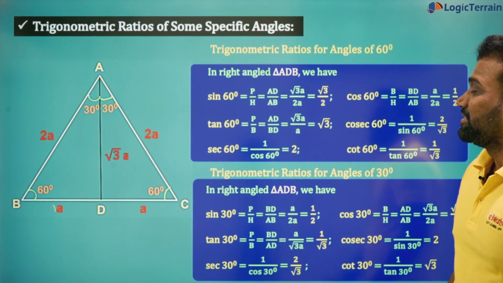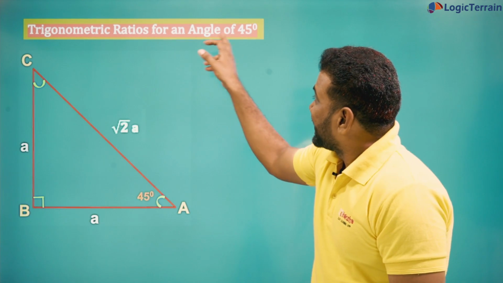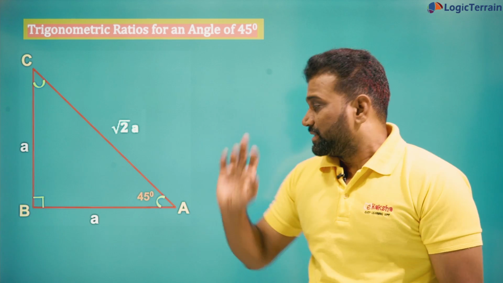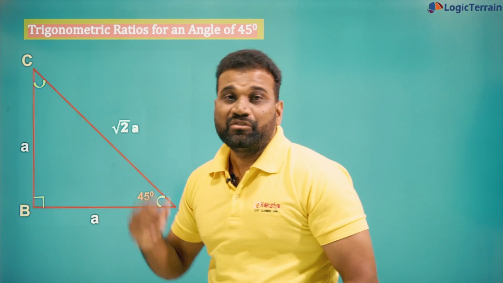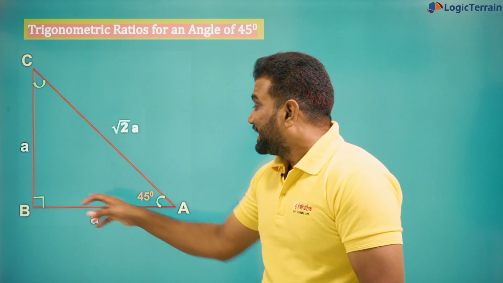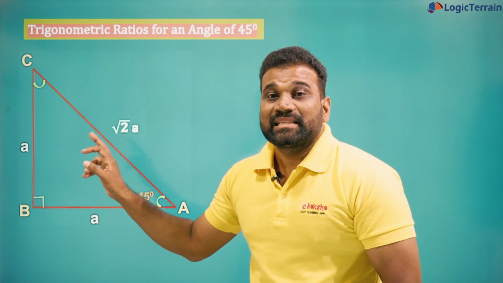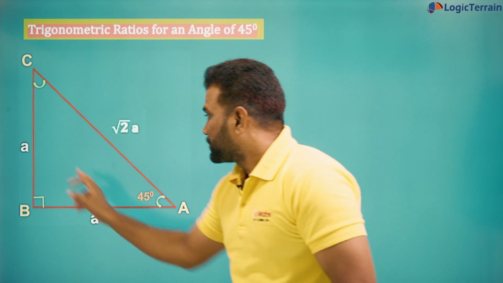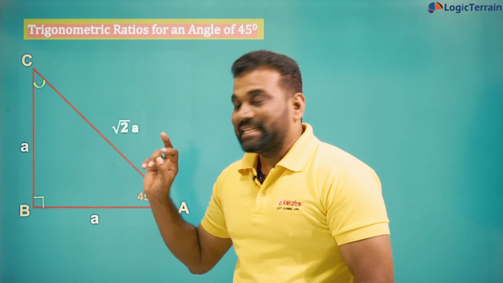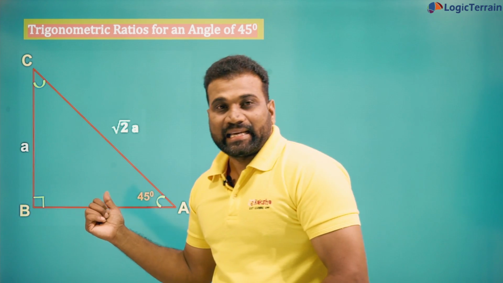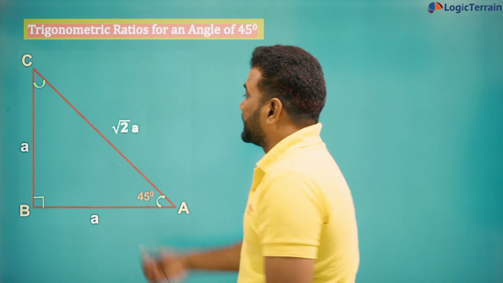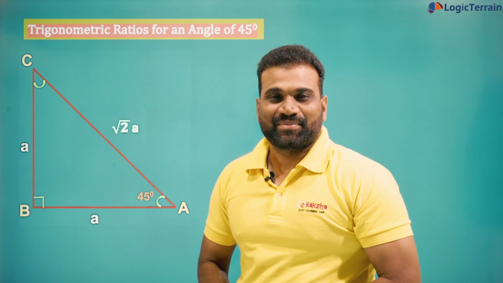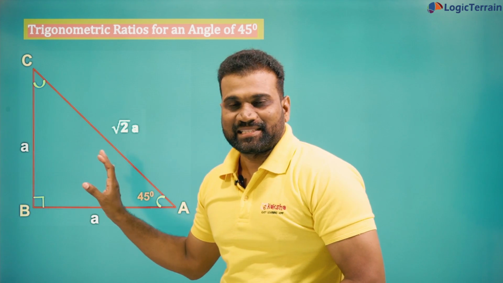Now let's derive trigonometric ratios for angles of 45 degrees. Since it is 90 degrees, this is 45 degrees, so this is also 45 degrees. Then it is an isosceles right angle triangle. So these two sides are equal. Let's take each side as a. By using the Pythagoras theorem, we can find the hypotenuse, that is square root 2 a. So we have got all sides.